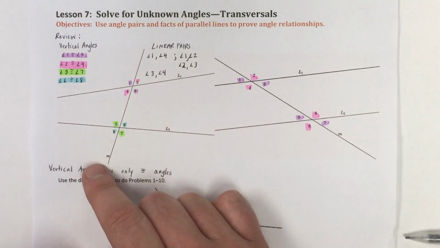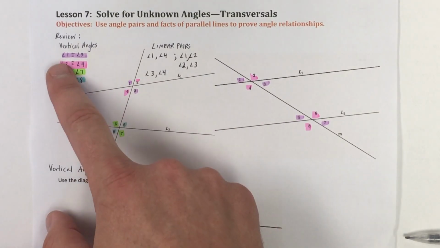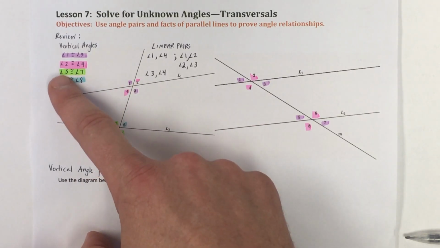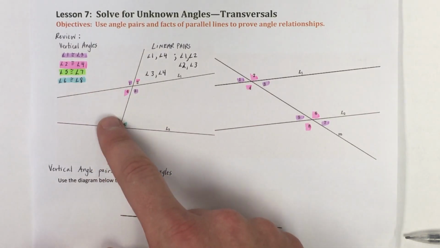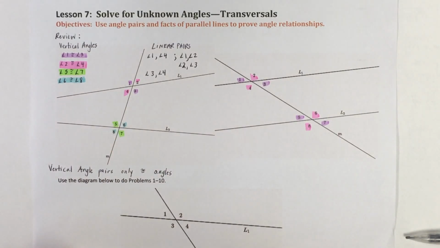Right now we have vertical angles. Angle 1 and angle 3 are vertical angles. Angle 2 and angle 4 are vertical angles. Angle 5 and 7 are vertical angles. And angle 6 and 8 are vertical angles.